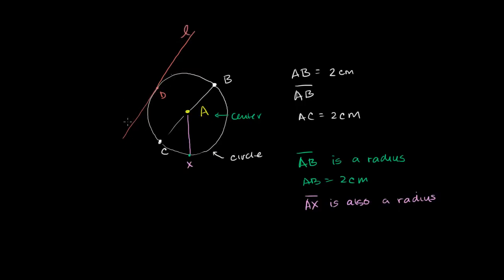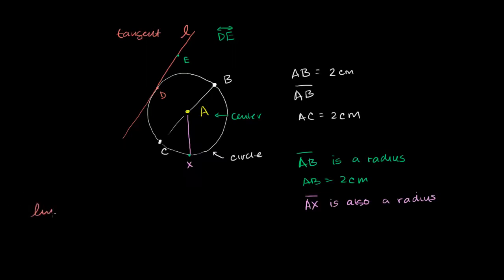So sometimes you'll see lines specified by some of the points on them. So for example, if I had another point right over here called E, we could call this line DE, or we could just put a little script letter L here and say this is line L. But this line that only has one point in common with our circle, we call this a tangent line. So line L is tangent to the circle.